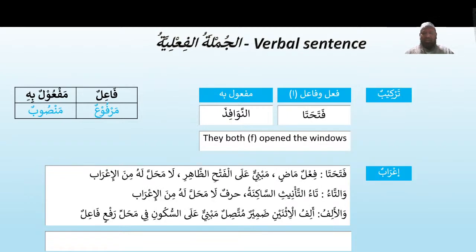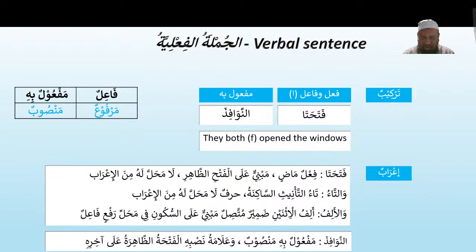I'rab: فتحتا فعل ماض مبني على الفتح الظاهر لا محل له من الإعراب. والتاء تاء التأنيث الساكنة حرف لا محل له من الإعراب. والألف ألف الاثنين ضمير متصل مبني على السكون في محل رفع فاعل. النوافذ مفعول به منصوب وعلامة نصب الفتحة الظاهرة على آخره.